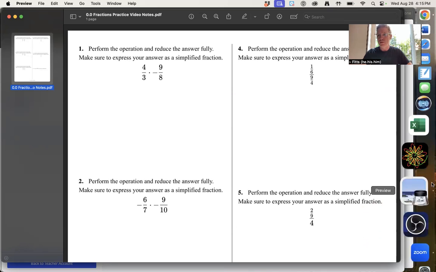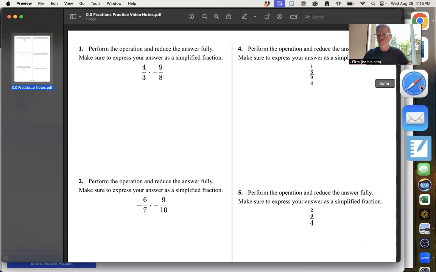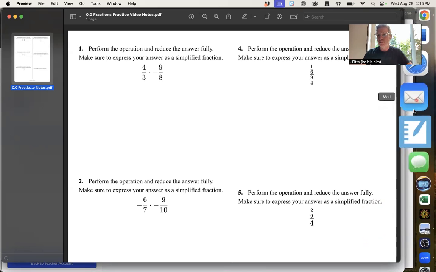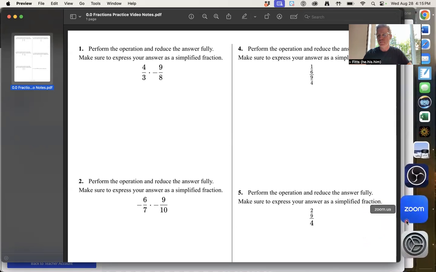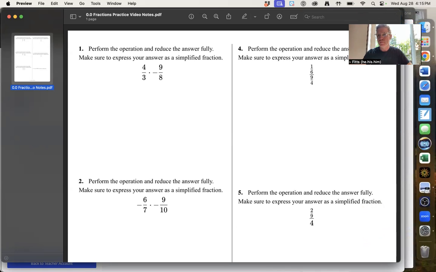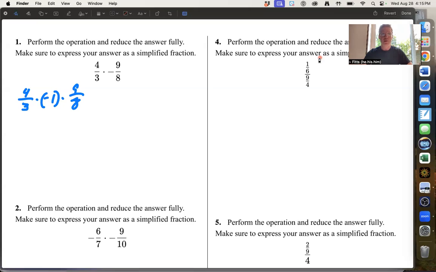Why are we not seeing that? There, now you can see my writing. All right, so that's what I'm thinking about.